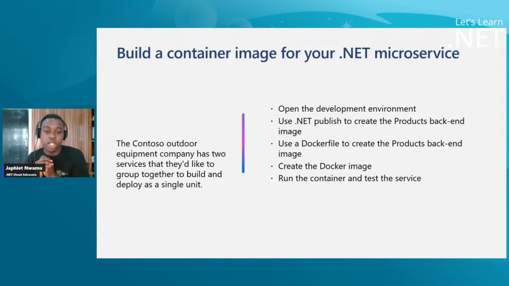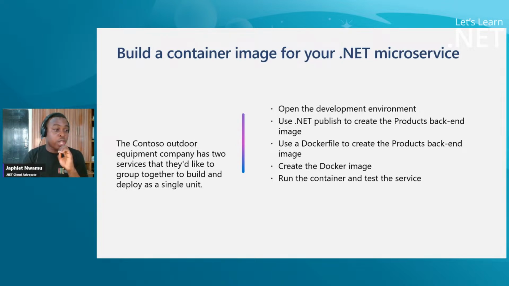We're going to be using .NET to create the product backend image. Then we're going to use a Dockerfile to create the product backend image. And then we're going to create a Docker image. We're going to run our container and see how this service comes to life, bringing together the two major parts. But just, I'm going to reshare my screen at this point so we can dive into this proper.